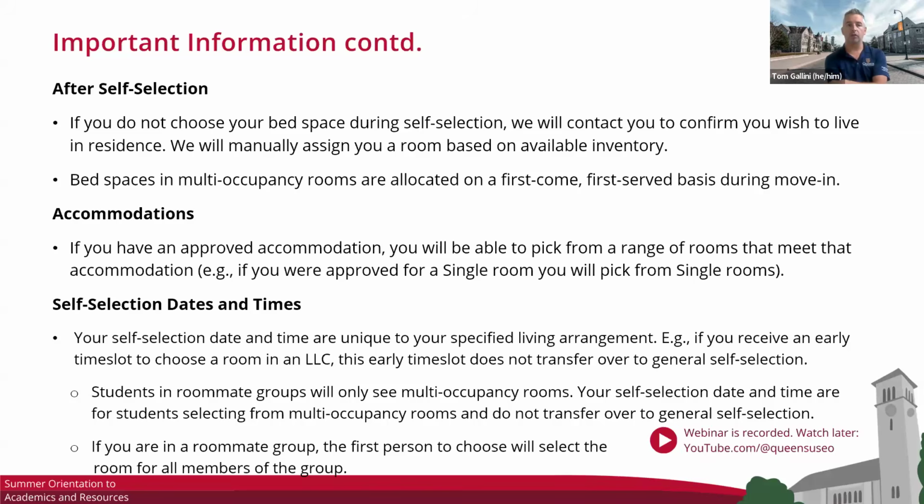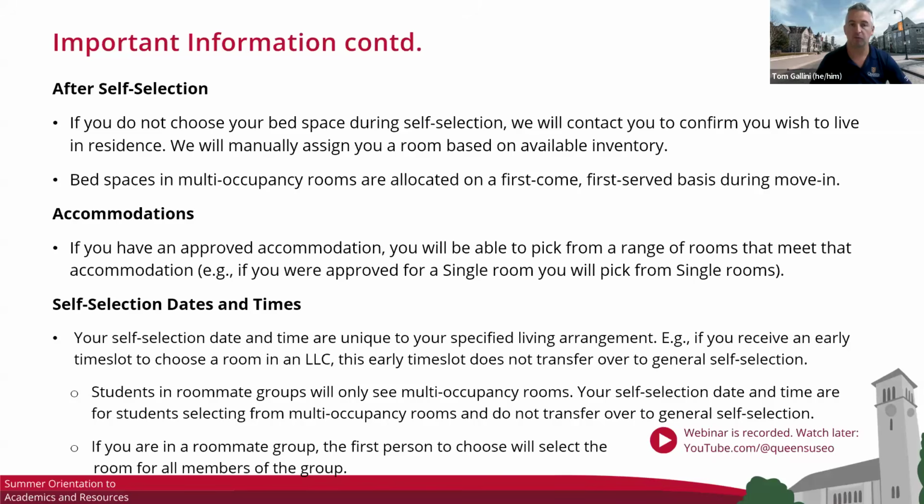The self-selection dates and times are unique to you based on your specific living arrangement. I do want to stress though that they're not transferable between different groups. So for example, if you are in a roommate group, that's actually running in tandem with the general self-selection system. The idea behind that is that you have access to multi-occupancy rooms because you're in a roommate group. So if you are the 10th person choosing from a roommate group, that does not mean that you would be the 10th person choosing in general self-selection.